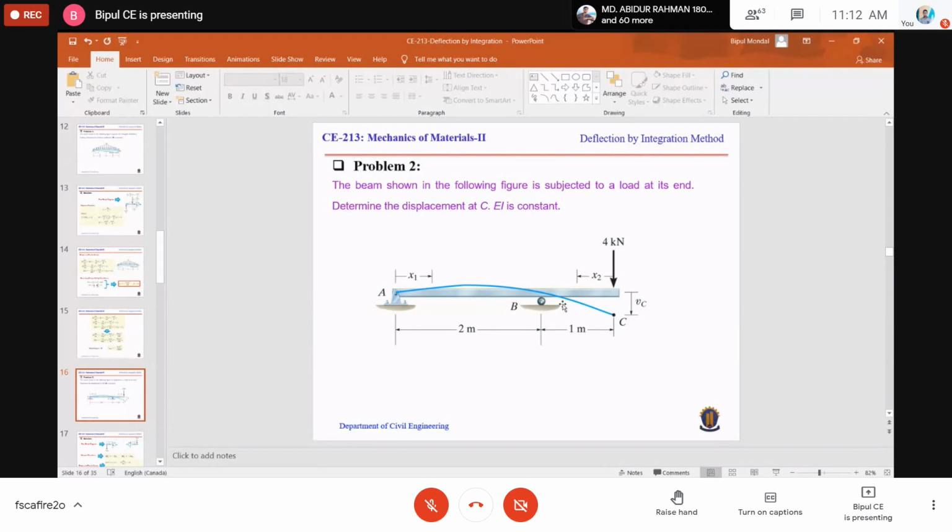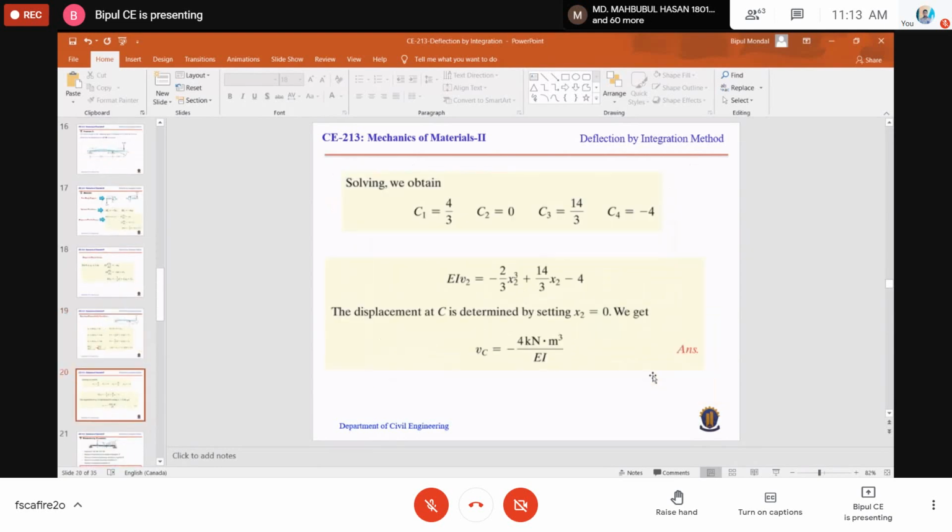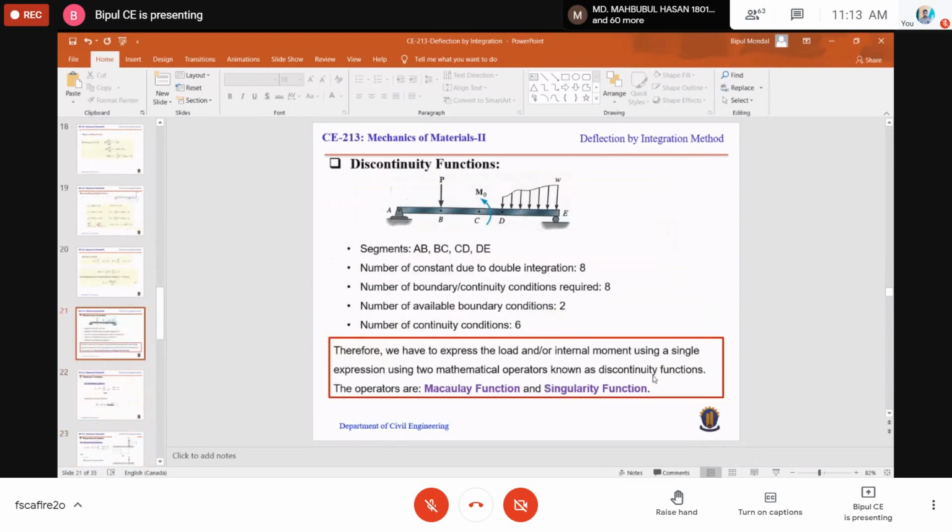To develop one deflection equation, we will face two integration constants. So for each deflection equation, we will face two additional integration constants. For this problem, as there are two deflection equations, there will be four integration constants, and we have seen it.